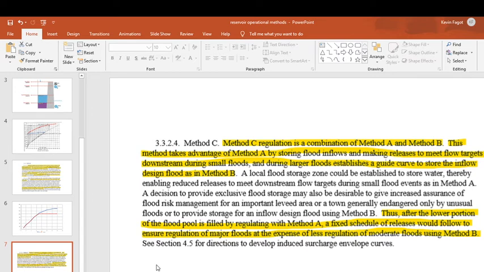One thing, notice that we had said that you're providing protection for smaller floods, and then you're providing protection for really large floods, which means that, again, you have a trade-off, and your trade-off is going to be that you may not be providing as much benefit for a moderate or medium-sized flood when you're dealing with a method C reservoir.